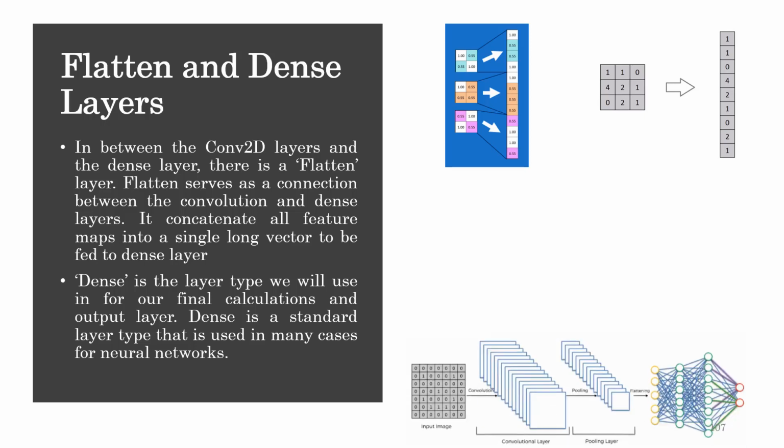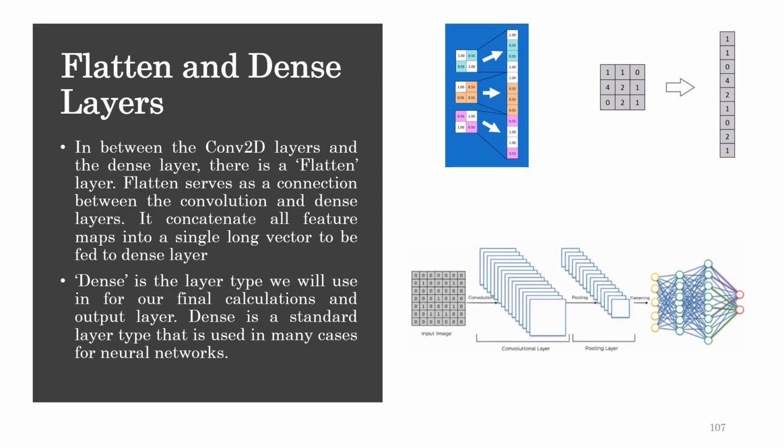So this is again the description of the convolution layer. In between the convolution 2D layer and the dense layer, there is a flattened layer. Sometimes we have a flattened layer. It concatenates all the feature maps into a single long vector to feed to the dense layer, which is feed forward. Dense is the layer type we will use for our final calculation and output.